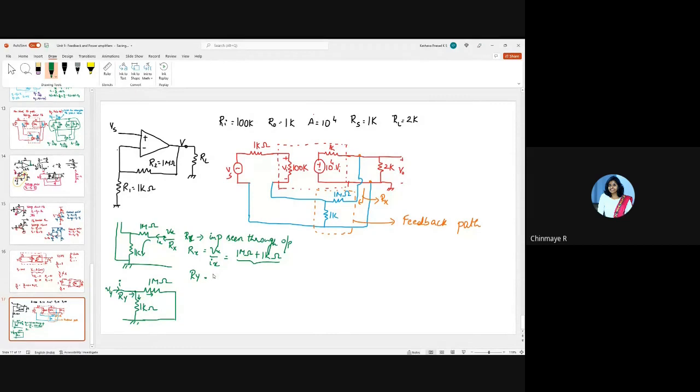How are these resistors connected, Aditya? Can you tell me? Yeah, they're connected in parallel, right? So what is the effective resistance that the input side is seeing now? The effective resistance that the input side is seeing now is this much. So basically, this feedback path is going to load the input side by this resistance. Is it clear?